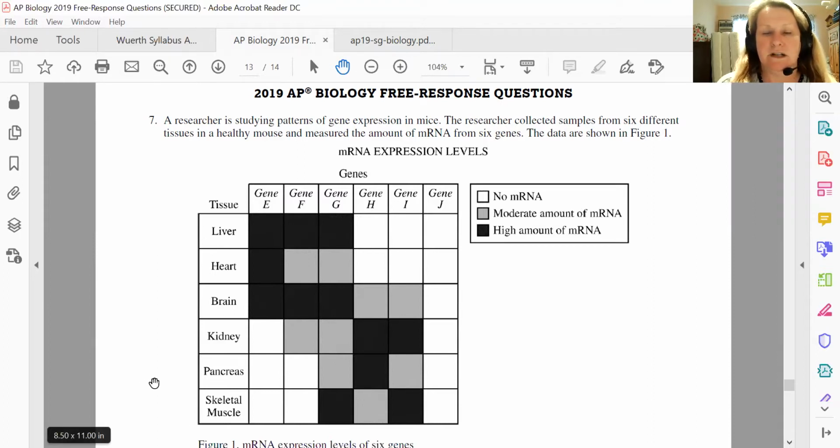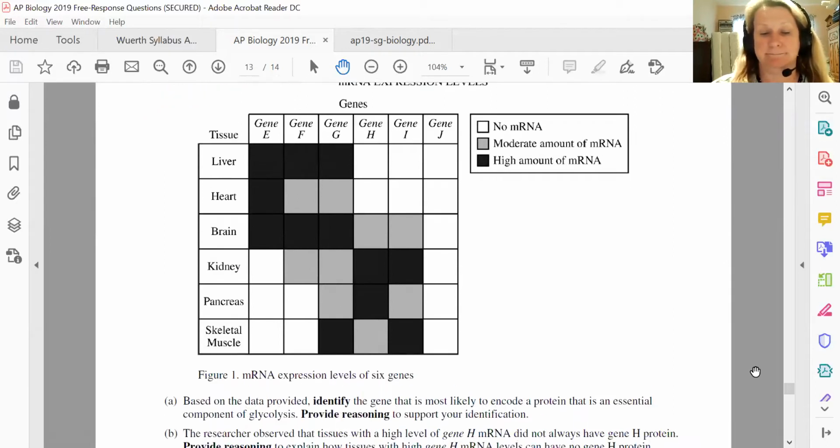Now, first thing you should ask yourself, do I see any pattern? Is there any gene that's not expressed at all? If you look at it, it looks like gene J, there is no mRNA present for that in any of those tissues. Now, is there any gene that's expressed in all the tissues? Yes, there is. Which one is that? Even though it's not expressed at the same level in every tissue, gene G is expressed in all 6 tissues they looked at. So let's take a look at the question.